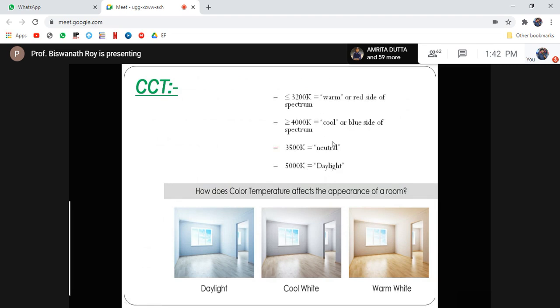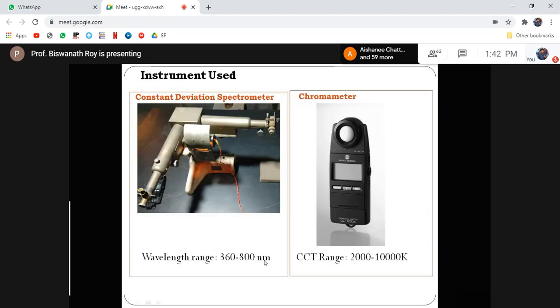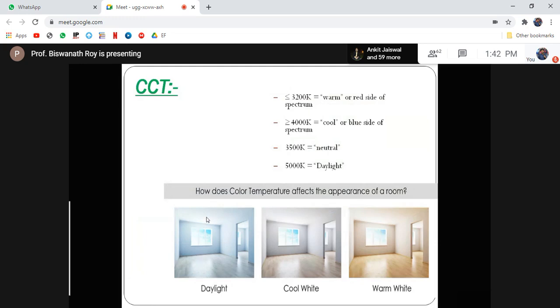Now, there is a gradation of CCT, different ranges of CCT. When CCT is less than 3200 Kelvin, we call it warm. When it is more than 4000 Kelvin, it is cool. And the same room illuminated by lamps of different CCT looks like this. Now, we are going to discuss the instrument we use for the measurement of this. But before that, if you have any question on the background theory, you can ask. Have you any question on this portion?